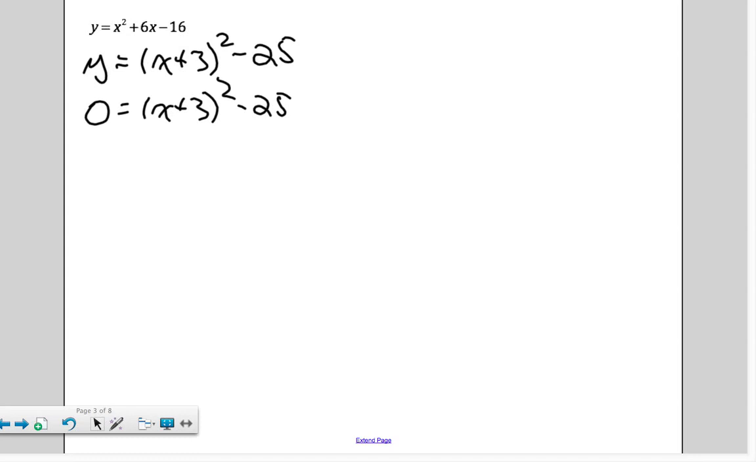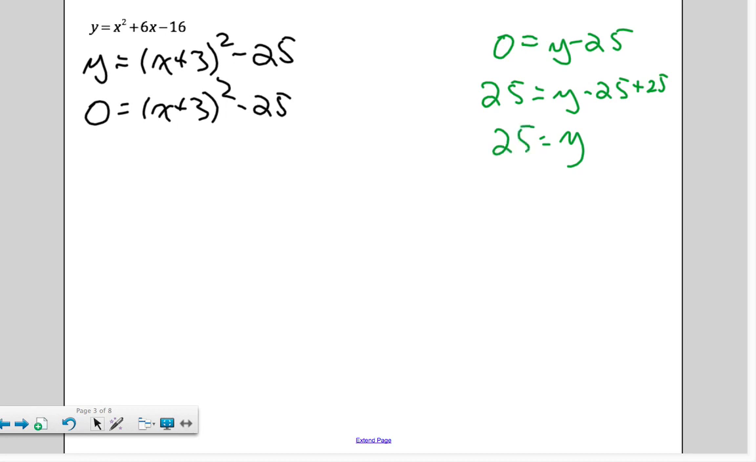Well, back in grade 9, if you were given an equation, 0 is equal to y minus 25, how would you solve for y? Isolate for y, great. Exactly. How do we isolate for y in this case? We want to add 25 to each side. And then basically get y is equal to 25. Right? Just bring the 25 over.